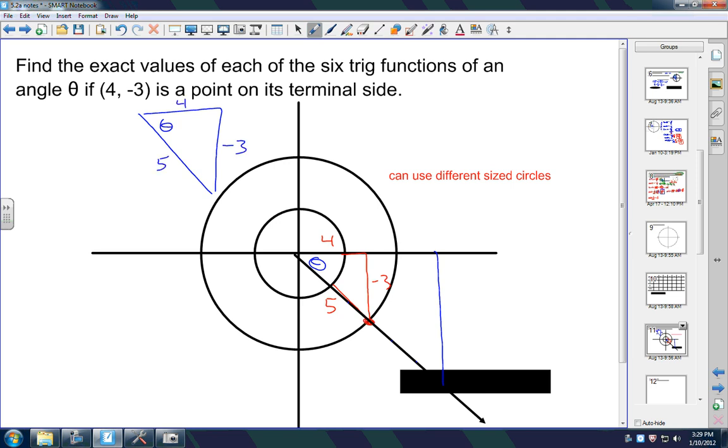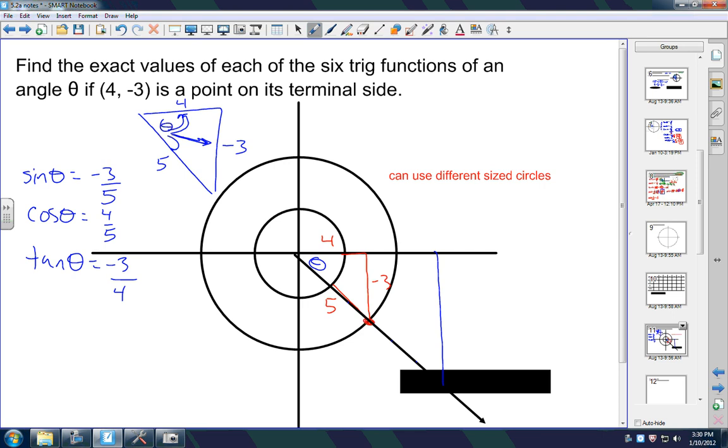Now, this guy should be pretty easy. Okay, no rationalizing, no fractions, things like that. All we got to do is list them. Sine, opposite over hypotenuse, done. Cosine, adjacent over hypotenuse, 4/5. Okay. Tangent. So tangent is a TOA, so opposite over adjacent.